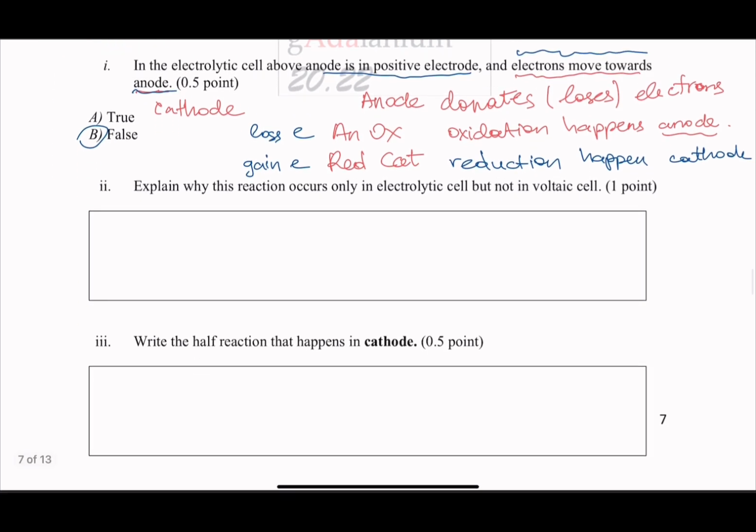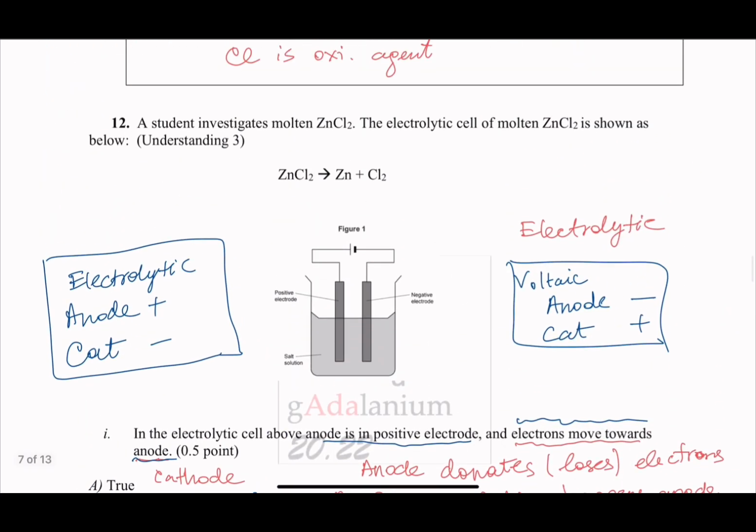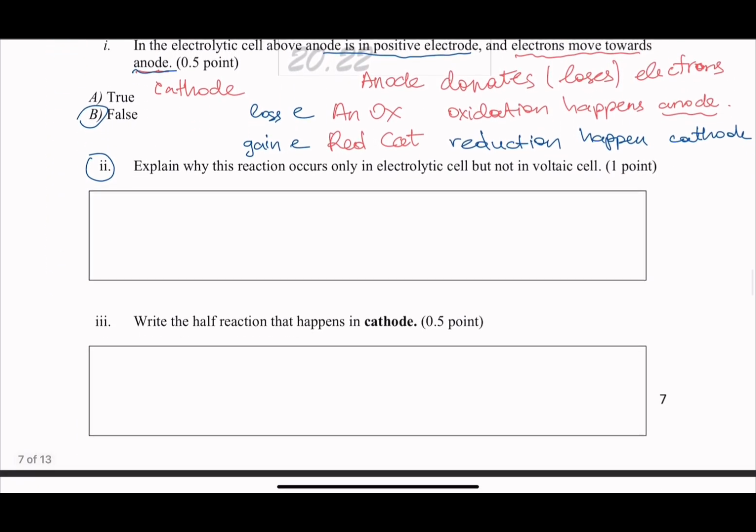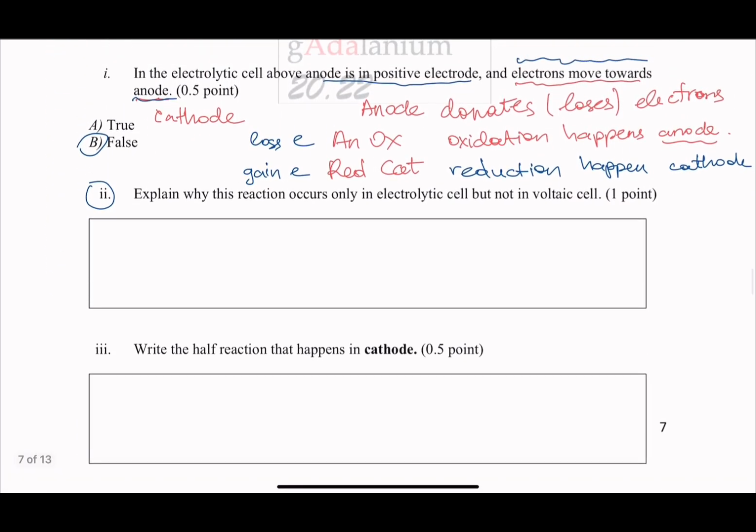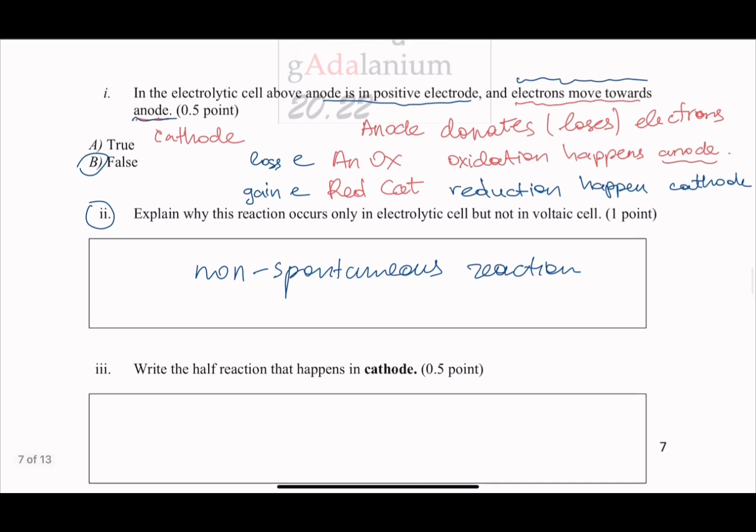Okay, so explain now the second part. Explain why this reaction occurs only in an electrolytic cell but not in a voltaic cell. The reason is that in an electrolytic cell, the reactions that are non-spontaneous will happen. All you need to say is non-spontaneous reaction. Some of you did. So non-spontaneous reaction, that's why this reaction only happens in an electrolytic cell.